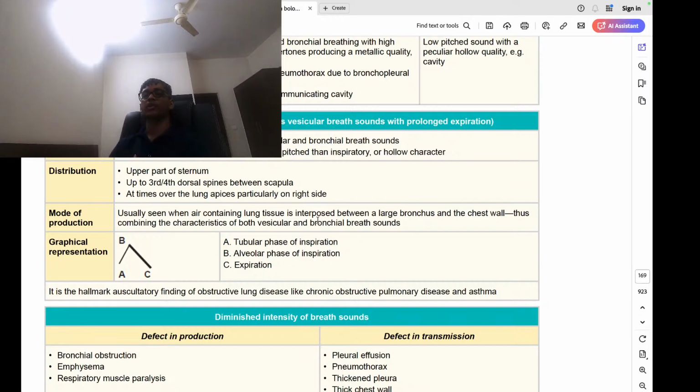Bronchovesicular sounds are heard over the upper part of the sternum, up to the third dorsal spine, between the scapulae, and at times over the lung apexes, particularly on the right side. Tubular phase, alveolar phase, and expiration.